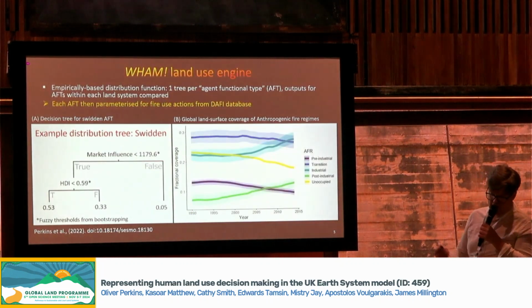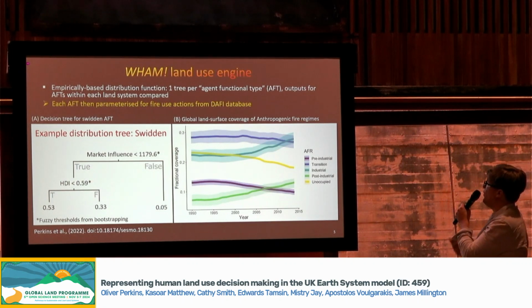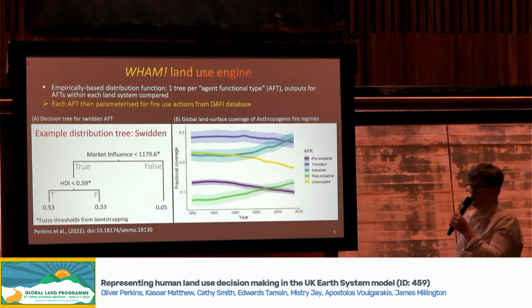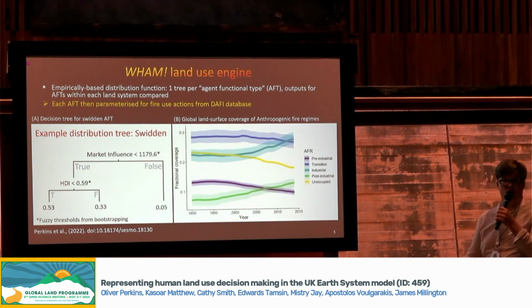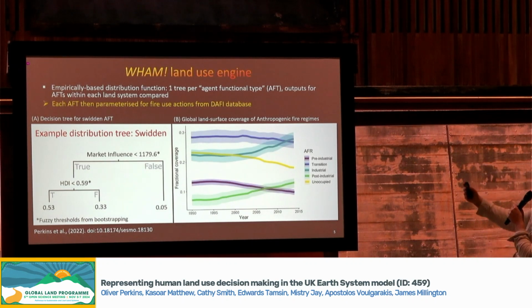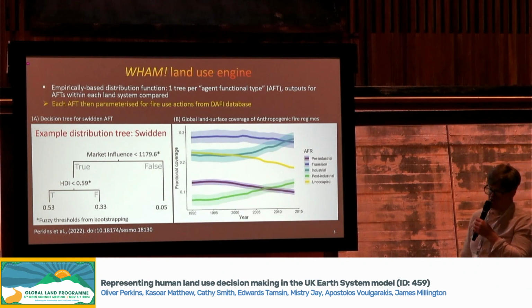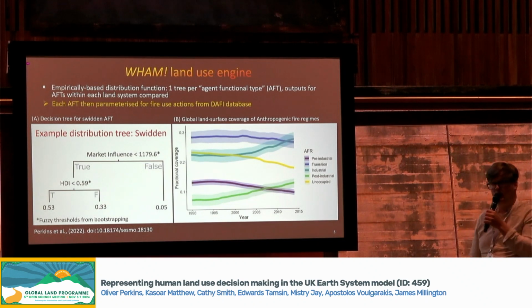So we took this database and we used it to build a model called WHAM, which stands for Wildfire Human Agency Model, which draws on agent-based approaches at the global scale. So it's trying to represent, from a behavioral perspective, human decision-making around fire. And it represents the distribution of what we call agent functional types, so different systems of land use, very simply, and it represents the competition for land between them, empirically and quite simply.